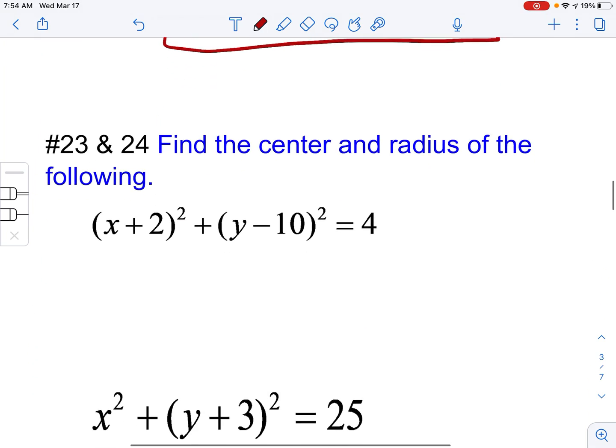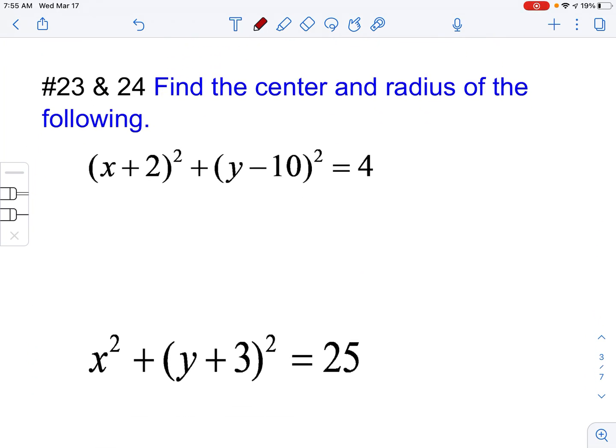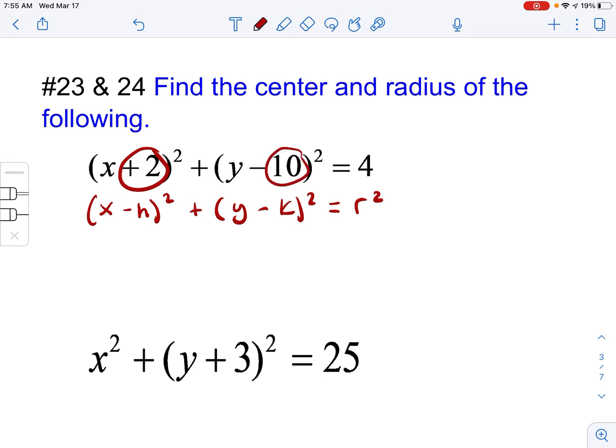We could also be given an equation and asked to find the center and the radius of that particular equation, different from the do now, which was finding the center and radius from the picture. So looking at this, again, we are comparing it to this particular standard form. So if we just compare it to this example, we can pick out that this 2 is going to be related to the h, and that this 10 is going to be related to the k.